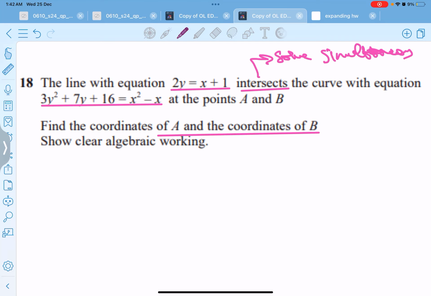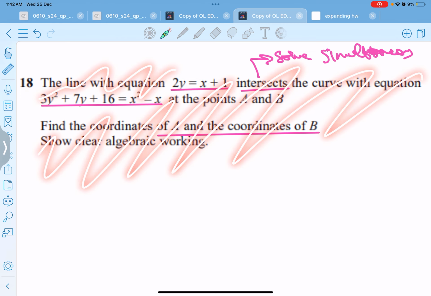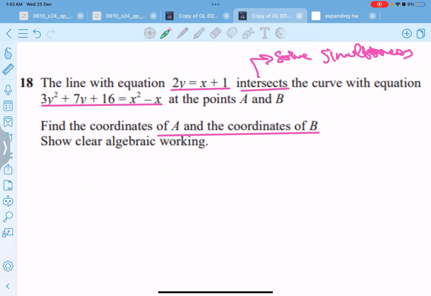In this question, the line with the equation 2y equals x plus 1 intersects with the curve with the equation blah blah blah at the points A and B. Find the coordinates of A and B. I told you that if it has intersection and coordinates, you solve just as you solve simultaneous equations. Imagine the question was instead "solve simultaneous equations" and these two equations were under each other. Then you just wouldn't read all this. Boom. It's going to be easy, right?